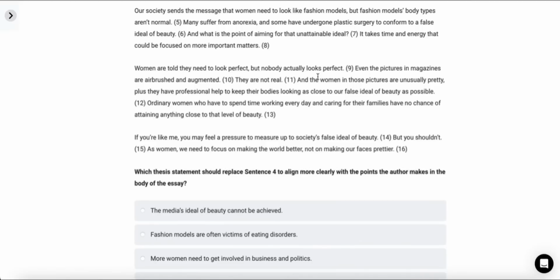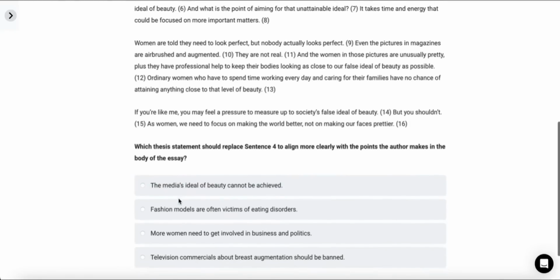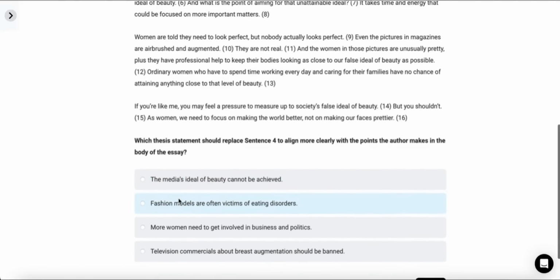Which thesis statement should replace sentence 4 to align more clearly with the points the author makes in the body of the essay? The media's ideal of beauty cannot be achieved. This looks good so far. Let's look at the remaining answer choices. Fashion models are often victims of eating disorders. This is more of a supporting statement. It's too specific to be a thesis.